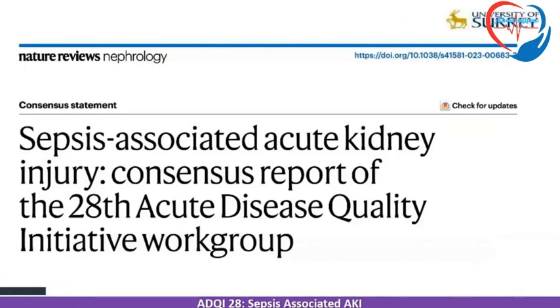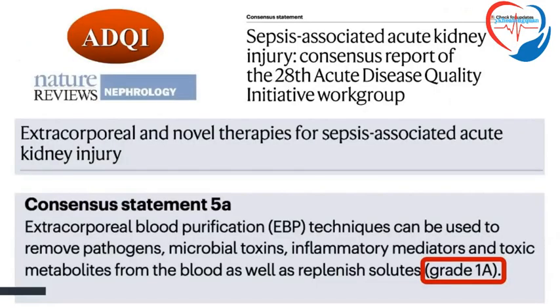Last year, before the Vicenza course, we held a sepsis-associated acute kidney injury consensus conference from the group called Acute Disease Quality Initiative. This is the same group that designed the RIFLE criteria, for example. It is important to show that extracorporeal blood purification techniques can be used to remove pathogens, microbial toxins, inflammatory mediators, and toxic metabolites. This is a grade 1A recommendation from the ADQI group.